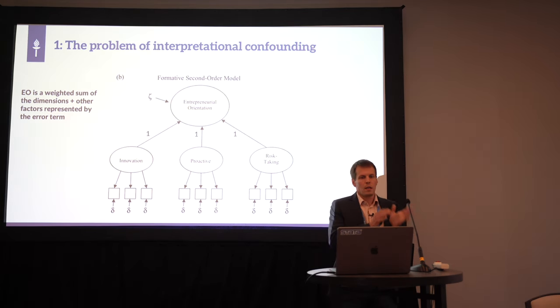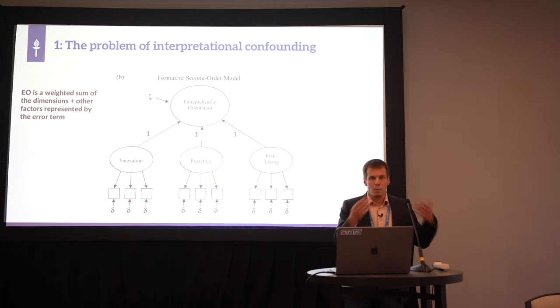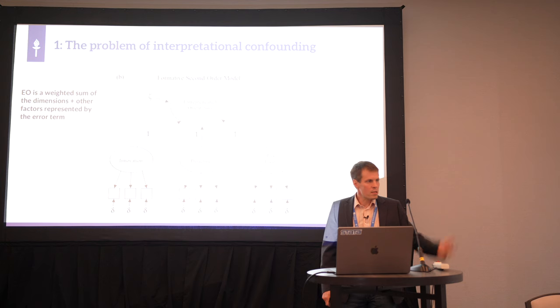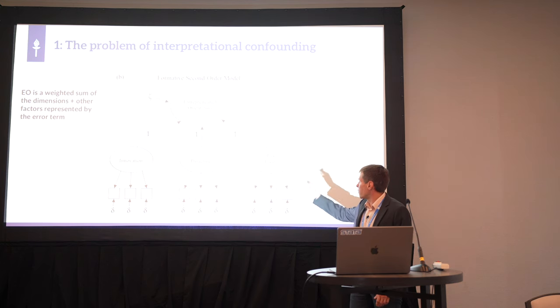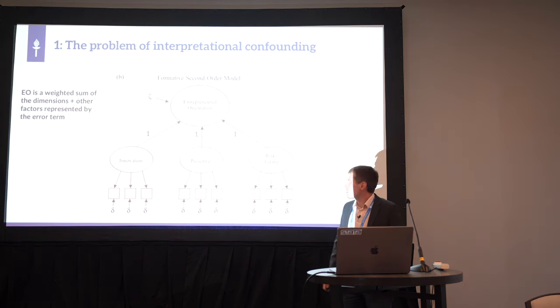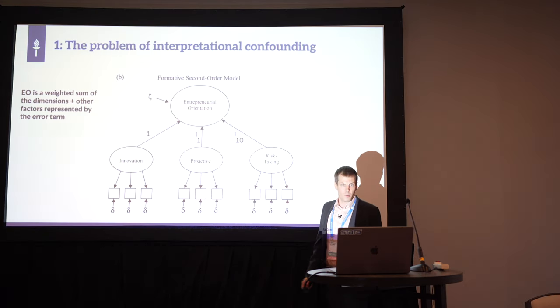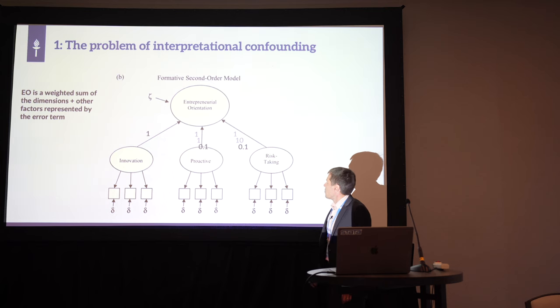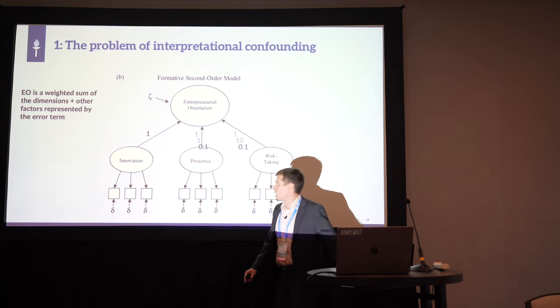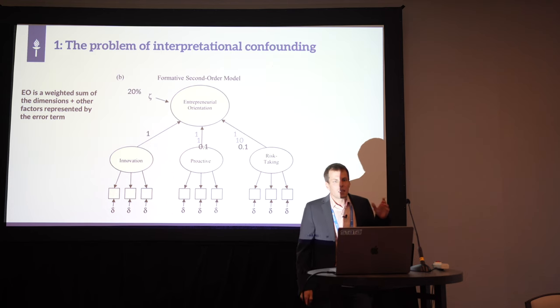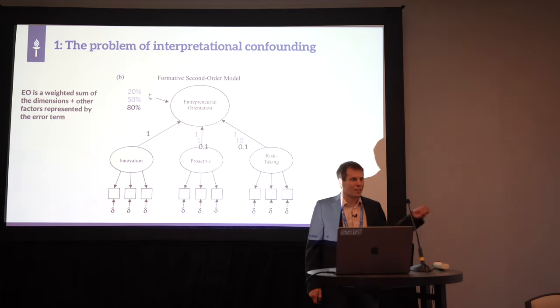So we would think that originally EO was a sum of these items, but nowadays we actually use a weighted sum. So one study might have innovators, proactive, risk-taking all weighted equally. Another study might have risk-taking weighted 10 times more than innovativeness and proactiveness. Another study might have innovation weighted 10 times more than proactiveness and risk-taking. So are these studies really focusing on or talking about the same thing?